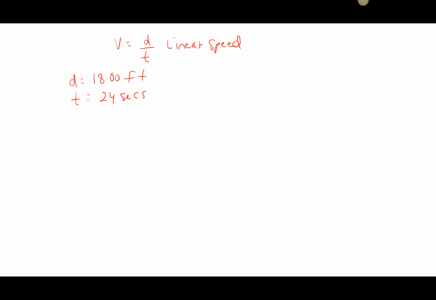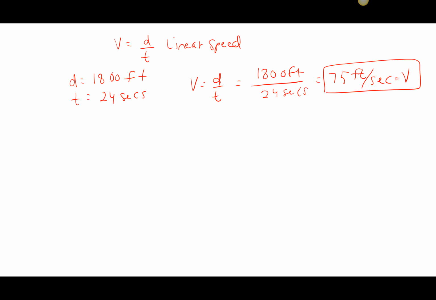Always, even when you get to your other classes, make sure you write all your givens and your formula and a drawing if you need it, and that really helps you understand the problem. Now, what is the average linear speed for the trip? Use the formula v equals d over t. Distance is 1,800 feet divided by 24 seconds. That's going to be 75 feet per second for our velocity.